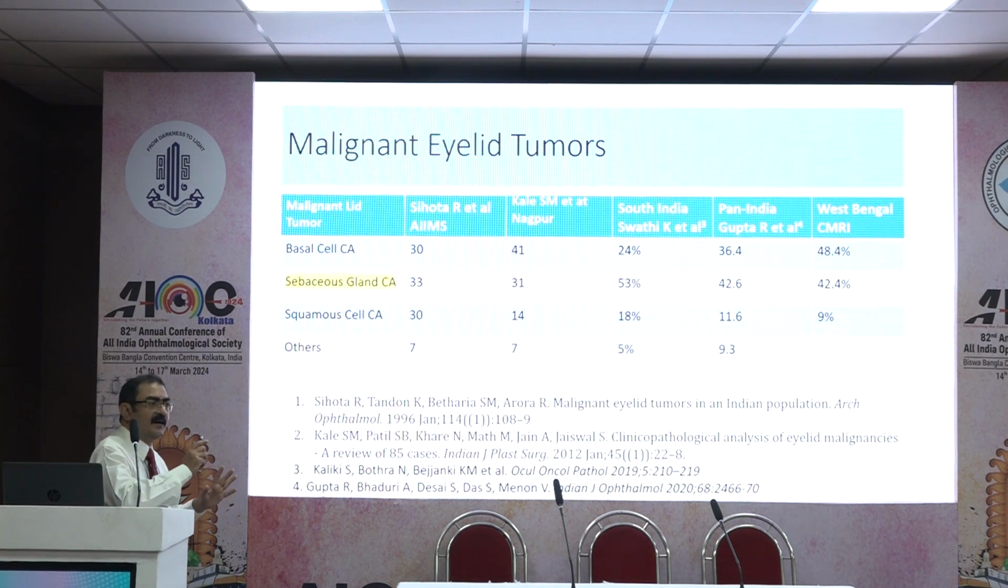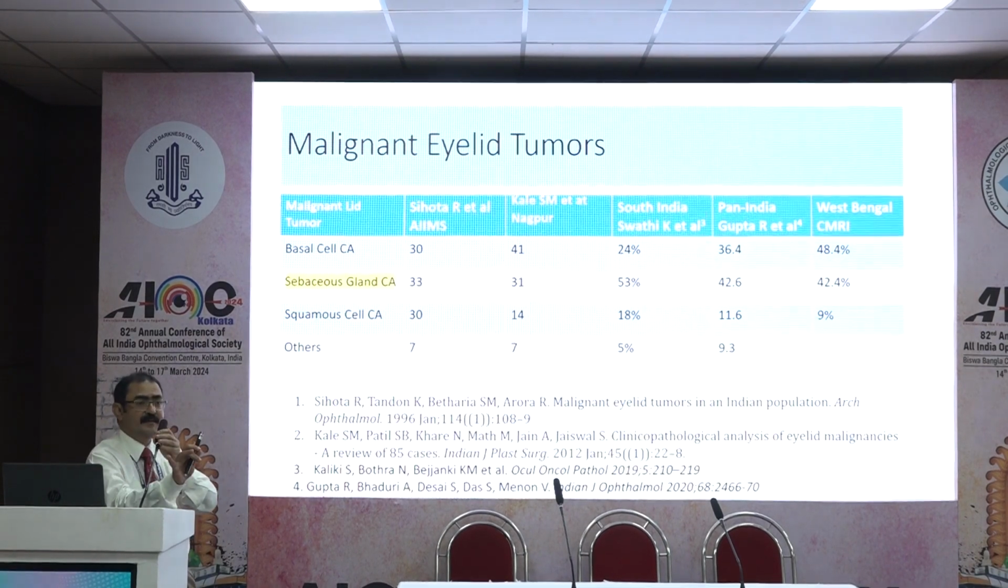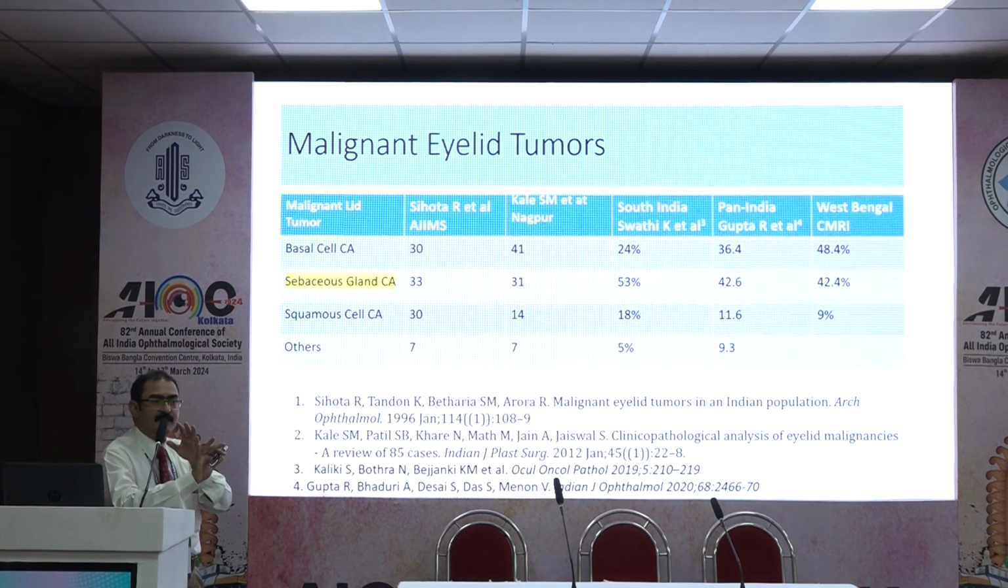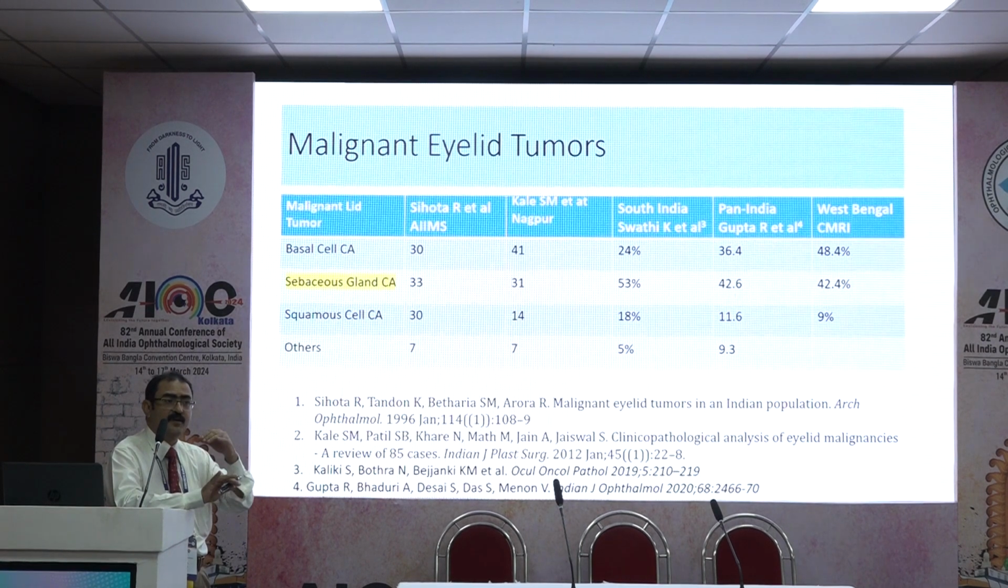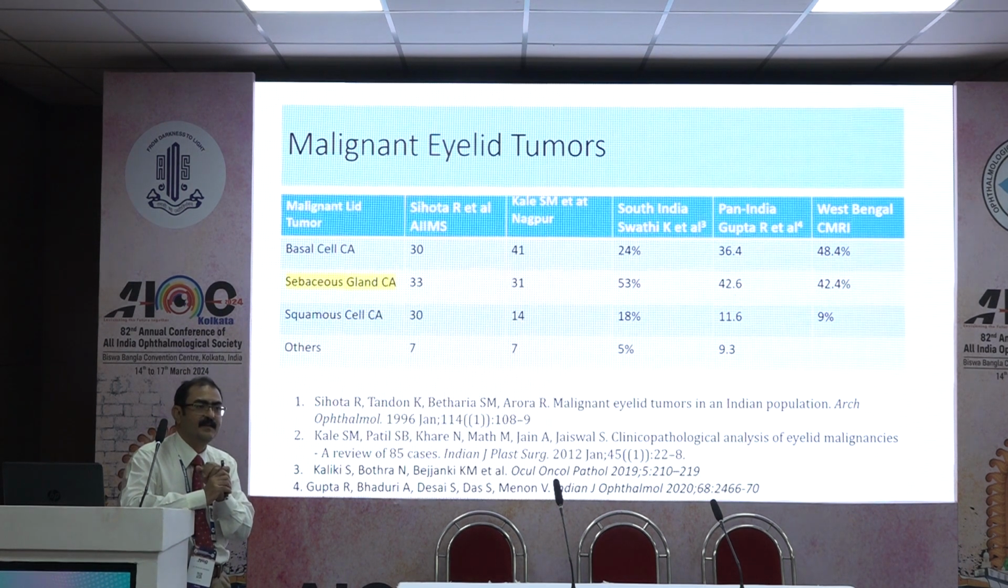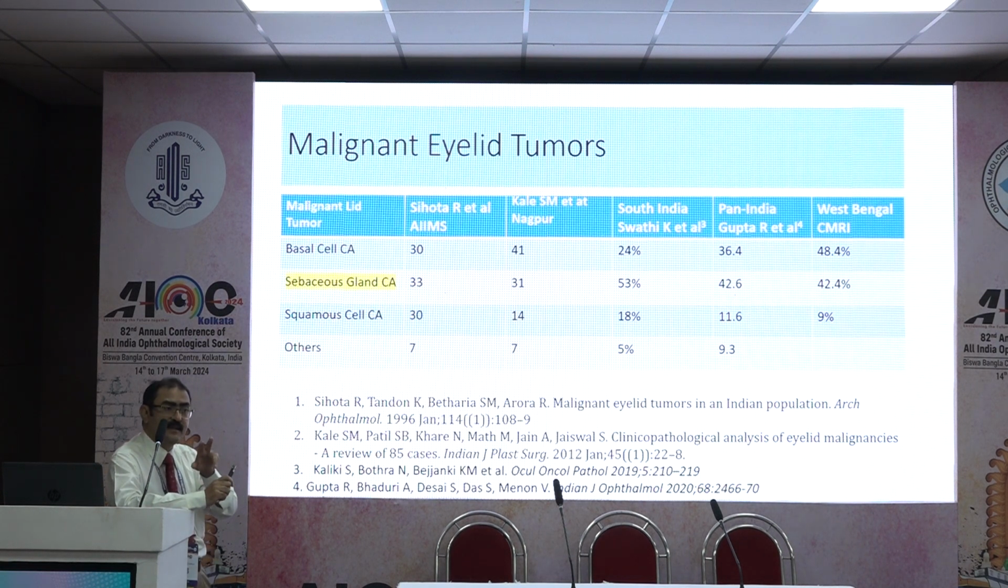The other thing is, what is the commonest eyelid malignancy? Basal cell carcinoma, right? Where did you read that? No, wait. This is important. Where did you read that? Because that's exactly what all of us read and grew up with. Basal cell carcinoma is around 90% of all eyelid malignancies. But that is Western literature. What is the second most common malignancy? The second most common malignancy in the West is actually squamous cell carcinoma. Sebaceous gland carcinoma is a rare tumor.